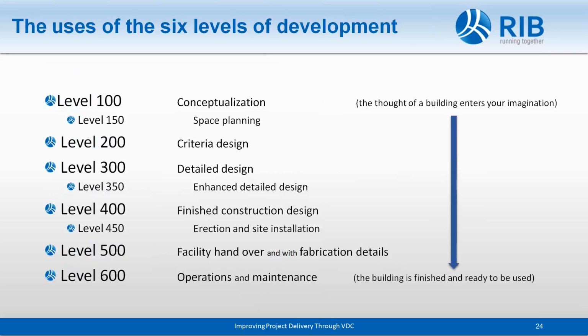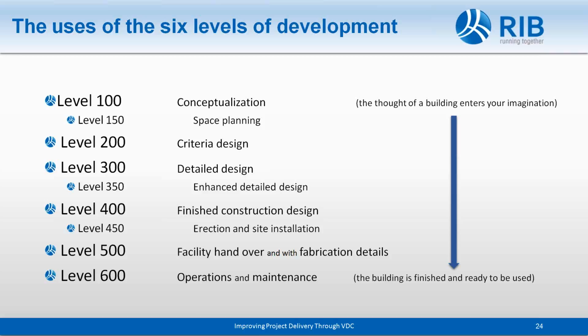Okay. Again, this is the walk through the various levels. Level 100 is conceptualization. Level 150 is within level 100, and we'll call that space planning. Level 200, criteria design. Level 300, detailed design. Level 350 is enhanced detailed design. Level 400 is the finished construction design. At level 500, we can do facility handover, but we can't do O&M yet, operations and maintenance. At level 600, now we can use the model for facility management.